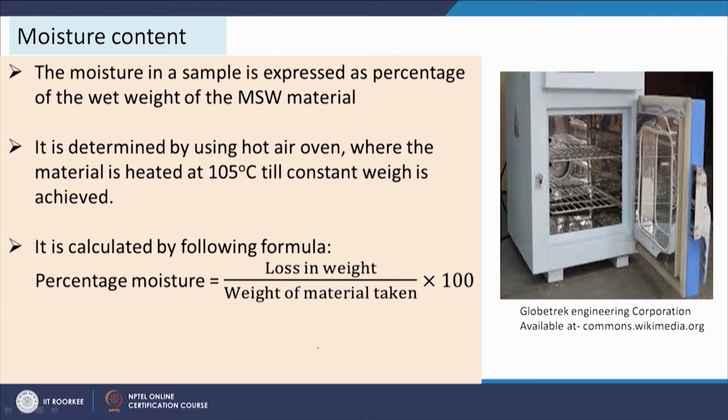Next we will see the moisture content measurement. The moisture in a sample is expressed as percentage of the weight of the MSW material. It is determined by using a hot air oven, where the material is heated at 105 degree centigrade till constant weight is achieved. Like say this type of oven is used, and it is calculated by the following formula: the percentage moisture is equal to loss in weight divided by weight of material taken into 100, basically mass of.